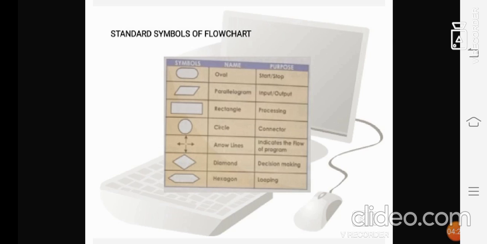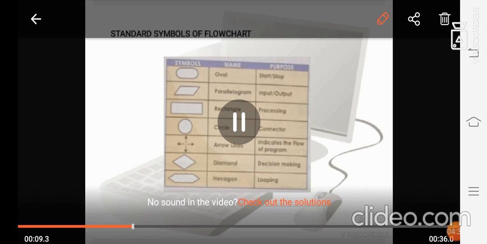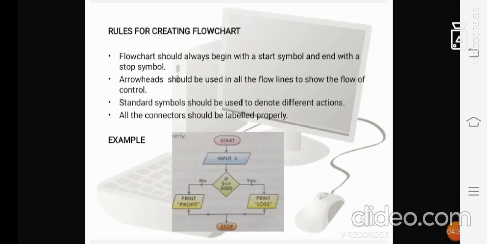Okay, and next we go for rules. Rules for creating a flowchart. We have certain rules for when we create a flowchart. Okay, we should know these rules first before we do a flowchart. So flowcharts should always begin with a start symbol, and they should end with a stop symbol. Okay, these two are very important when we start a flowchart.